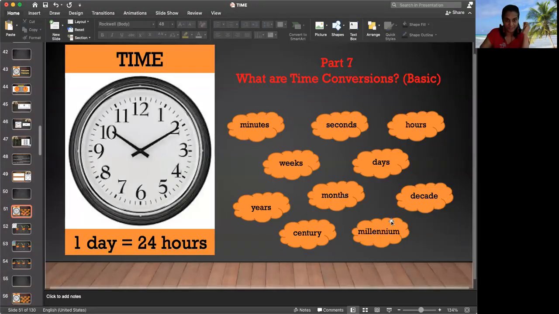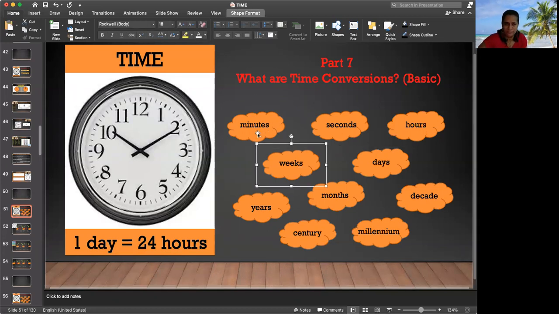And today we will explore the topic of time, and we will be looking into time conversions. This is part 7, time conversions, the basics. After learning 12 hours, 24 hours, the calendar system, and everything that's basic of time, we now learn how to convert these units of time.